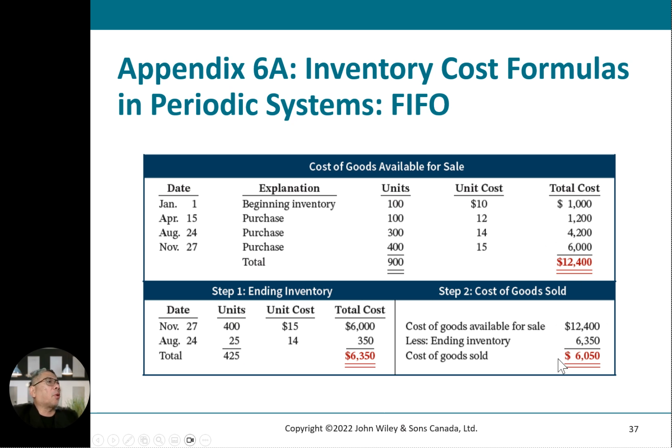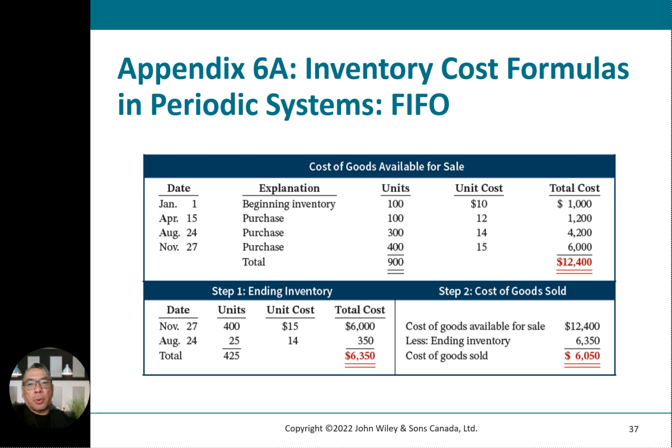CGS, we're going to look at here, okay? 6050, okay? Remember, this is FIFO, so you're going to calculate the last one first, okay? The last one first, because you're looking at the ending inventory, okay? CGS will be based on the first one, okay? The first one out, okay?